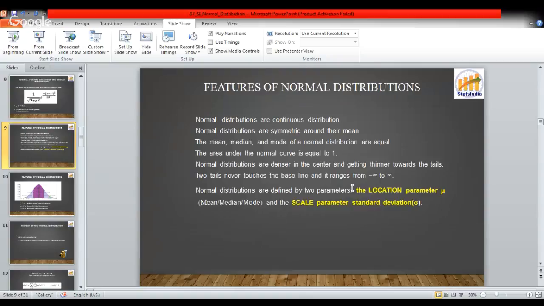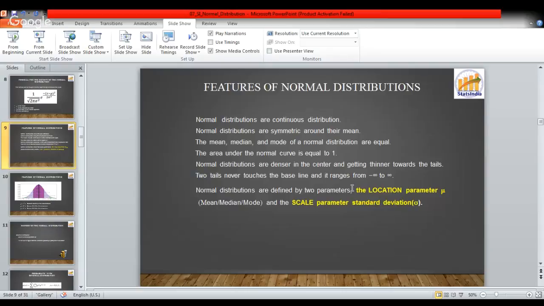The total area under the normal curve is 1, and normal distributions are denser in the center, and as we go to the outer side it gets thinner, and towards the tail it becomes very thin. But the two tails of the normal distribution never touch the baseline. That is why the range of this distribution is from minus infinity to plus infinity.